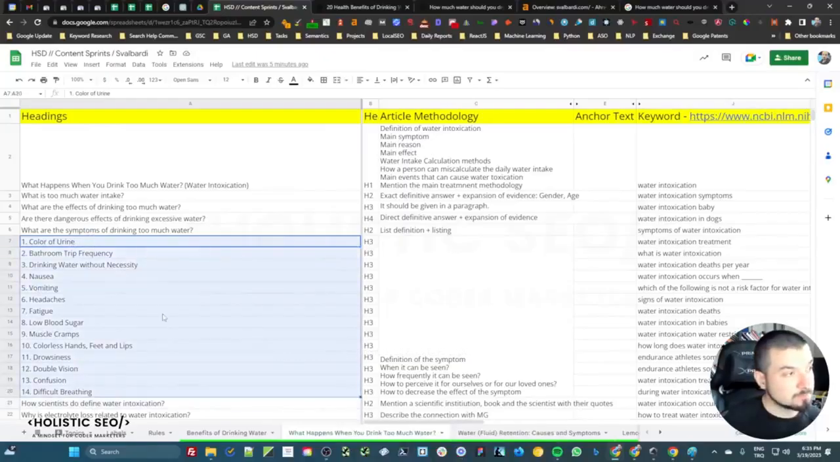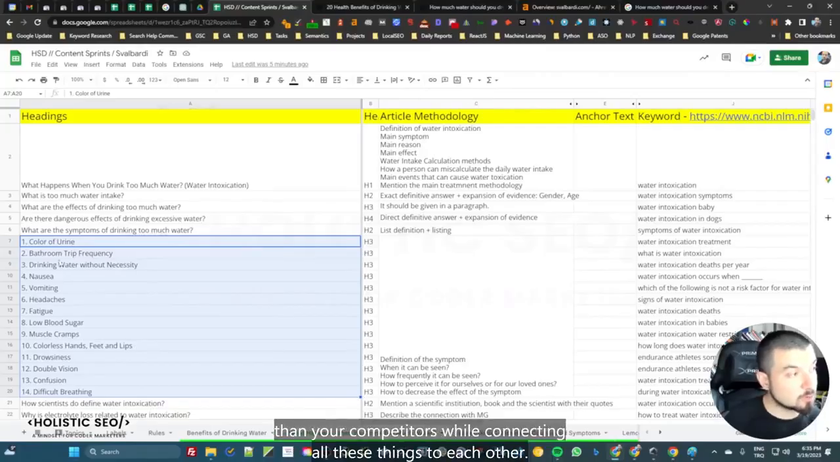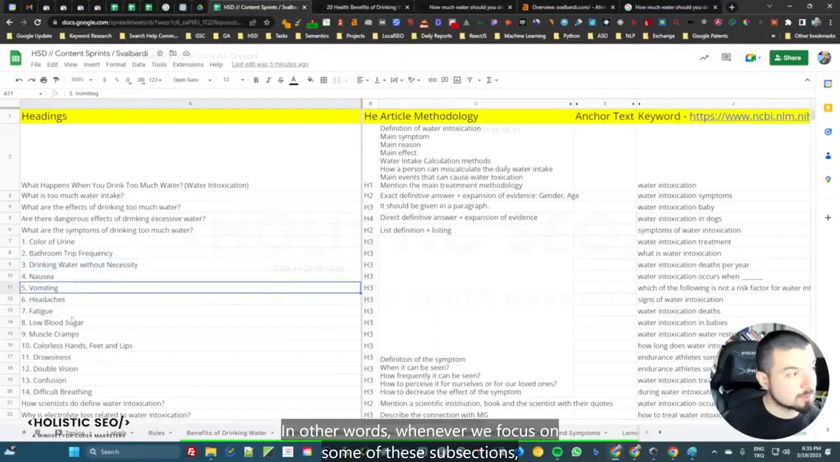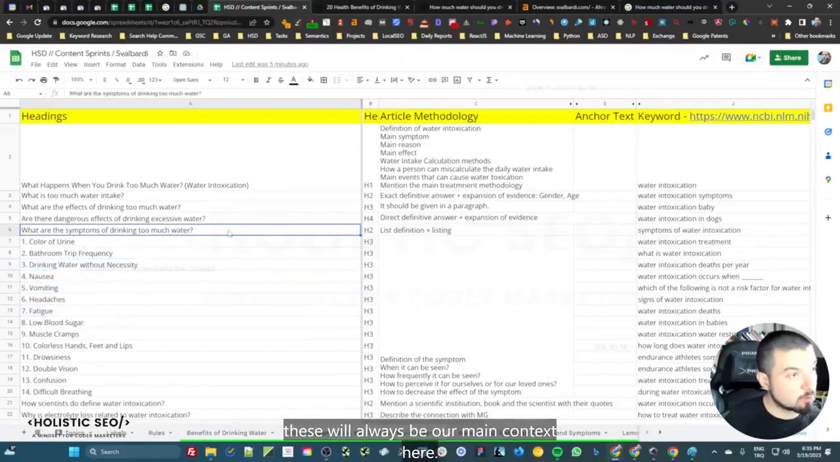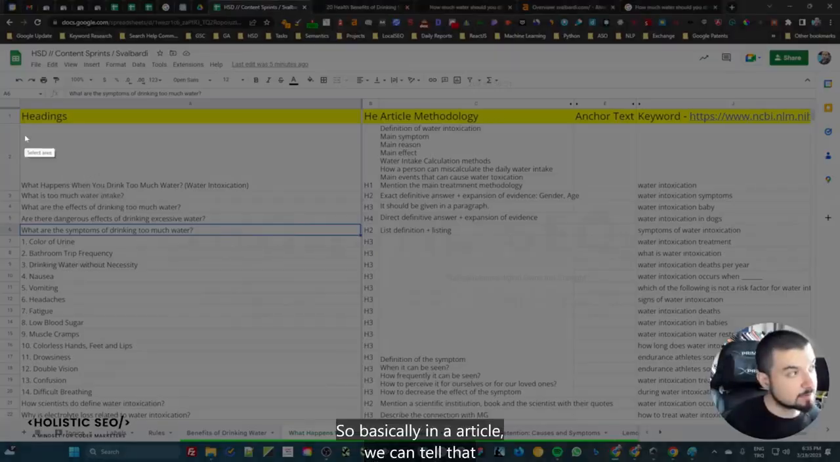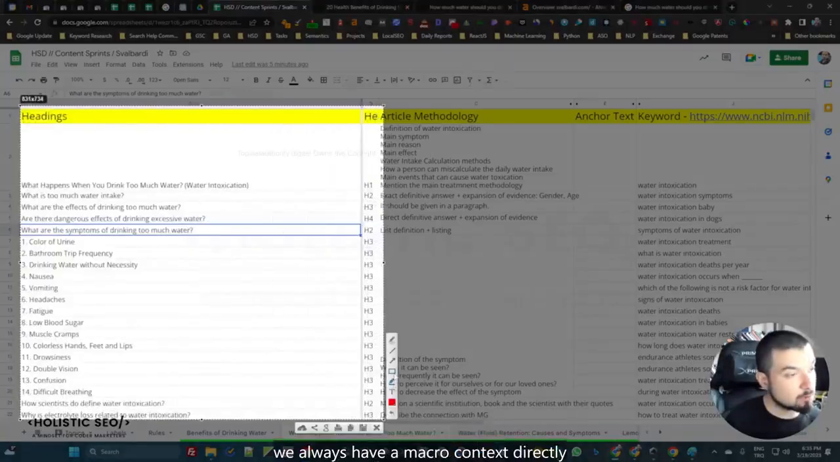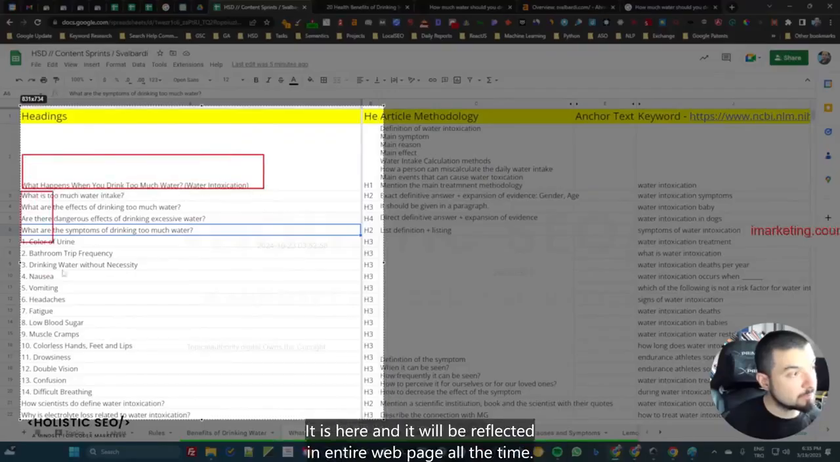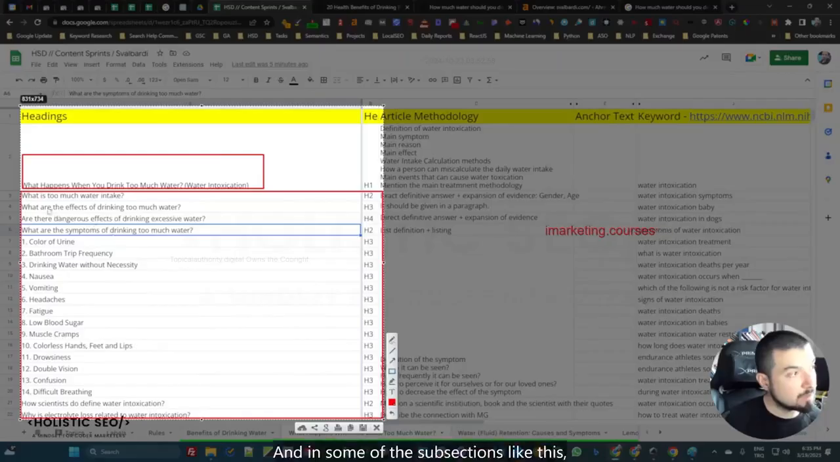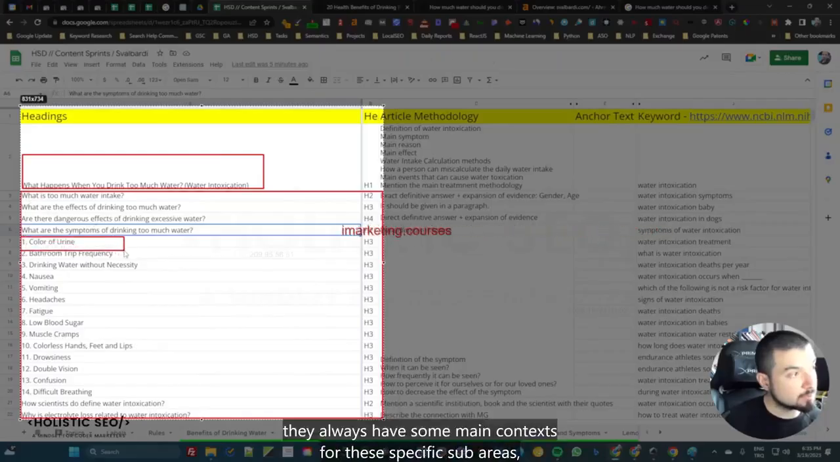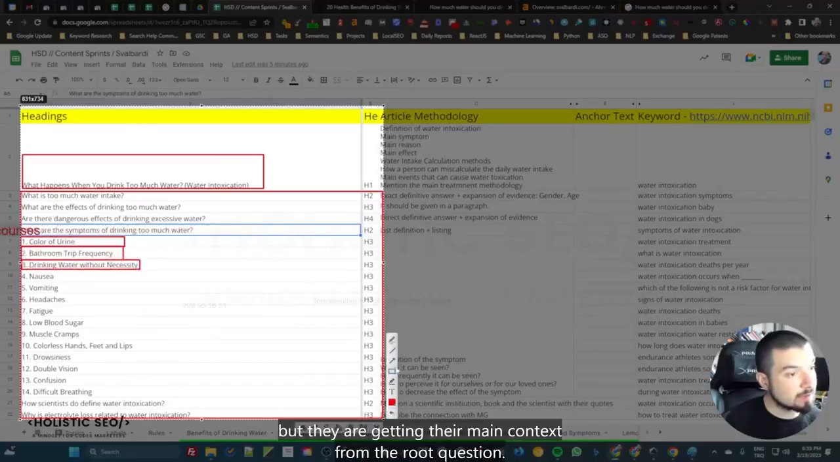Once we finish the symptoms, always be careful that you are giving more symptoms than your competitors while connecting all these things to each other. In other words, whenever we focus on some of these subsections, this will always be our main context here. So in an article, we always have a macro context. It is here directly, and it will be reflected in the entire web page all the time. And in some of the subsections like this, we always have main contexts for these specific sub-areas, but they get their main context from the root question, and the root question takes its context from this area as well.